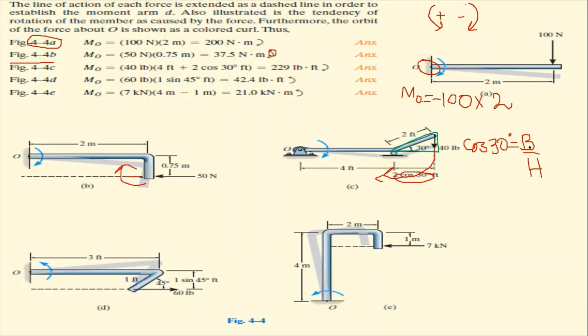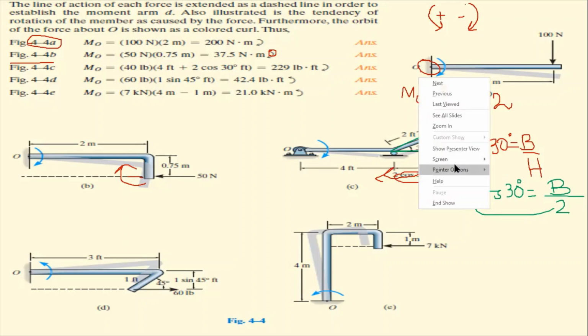So base upon hypotenuse means what you have to do, cos 30 degree, and base is what? We have base is this. We don't know about this, and we know about hypotenuse, and hypotenuse is 2. So what you have to do, you have to multiply 2 into cos 30 degrees, so you will get your base. When you will get your base, so what you have to do, you have to multiply.